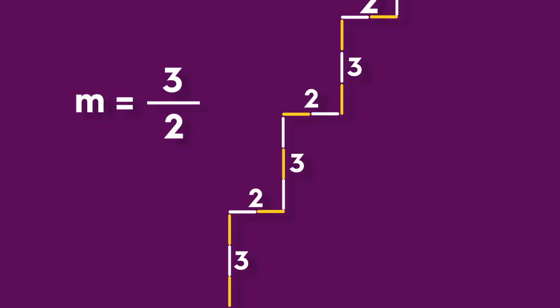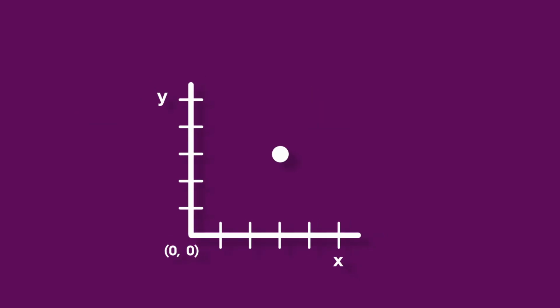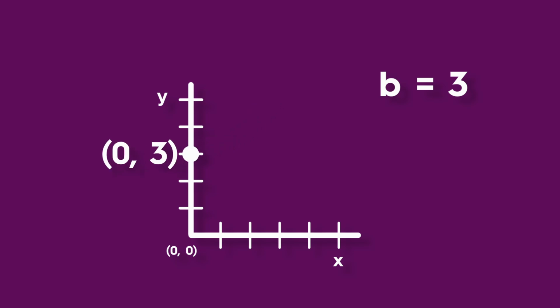Picture a staircase. If m equals 3 halves, every run of 2 steps lifts you 3, and your starting point? That's b. At x equals 0, the line crosses the y-axis at 3, but not every line climbs upward.